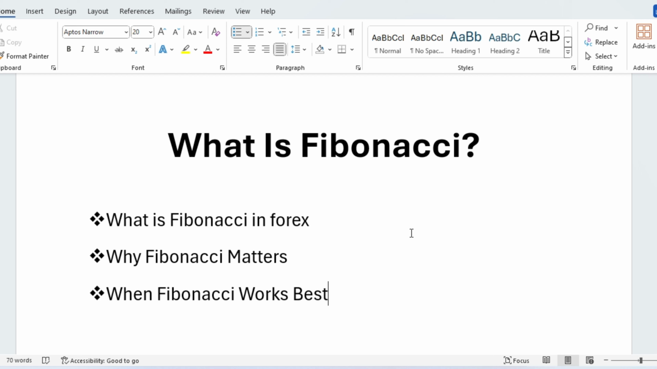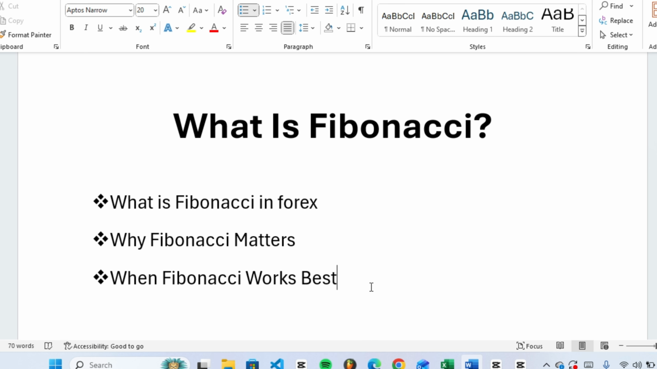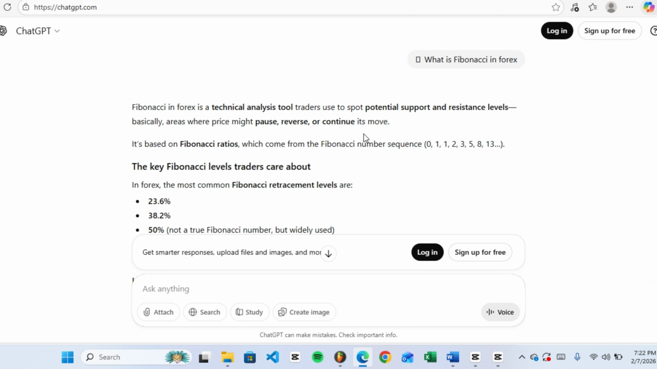So today we'll be talking about Fibonacci: what is Fibonacci in Forex, why Fibonacci matters, and when Fibonacci works the best. So without wasting much time, let's just dive into everything here. First of all, what is Fibonacci in Forex?